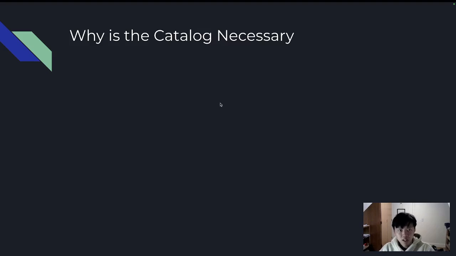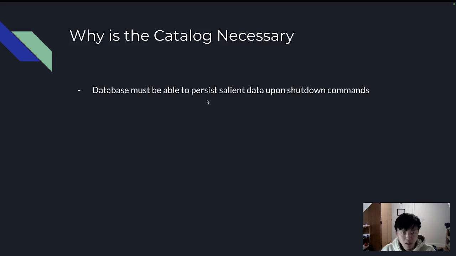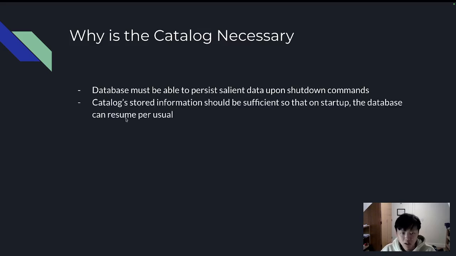So why is the catalog necessary? Perhaps you might have discussed in lecture the difference between persistent and non-persistent data, as well as the database catalog and, in contrast, the variable pool. Essentially, the database must be able to persist salient data upon shutdown commands, and this is important because the catalog's stored information should be sufficient so that on startup the database can resume as usual.